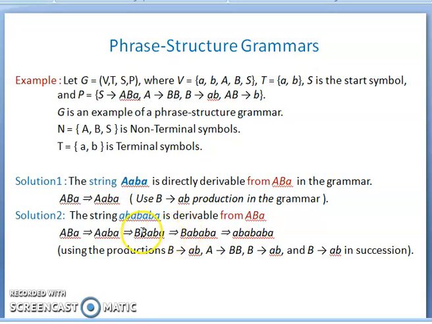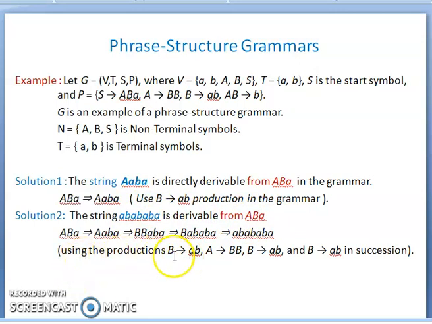For one capital B, you can substitute B implies ab. You can substitute ab instead of capital B by using this particular production. So finally capital B, small a, b, a. And again there is one capital B. We use the same production. Instead of capital B, you can substitute ab. Finally you will get a b a b a. So this is derivable from capital A, capital B, and small a.